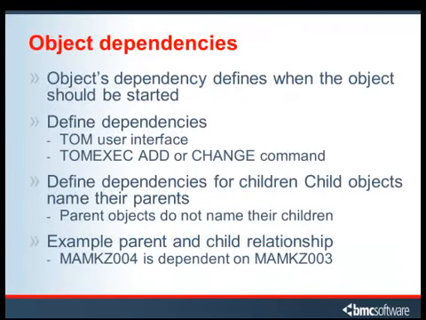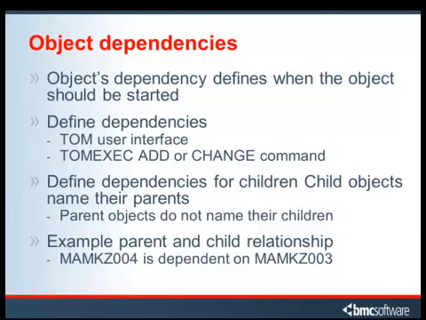An object's dependency defines when the object should be started. You can define an object's dependency through the user interface on the Dependency Information panel or by using the TOM function add or TOM function change API services. Define dependency entries for the child object. Child objects name their parents, but parent objects do not name their children.